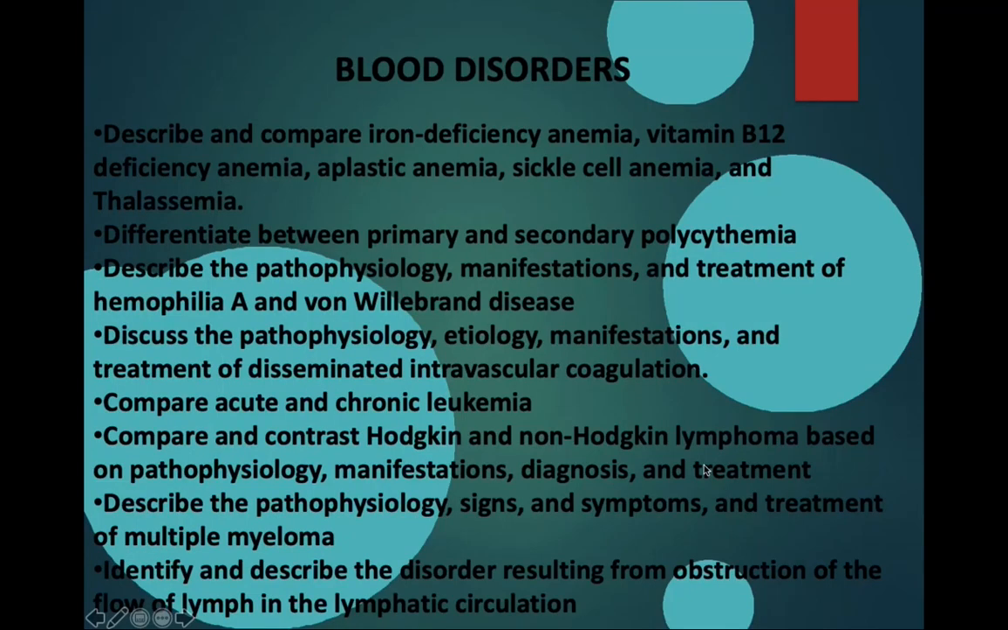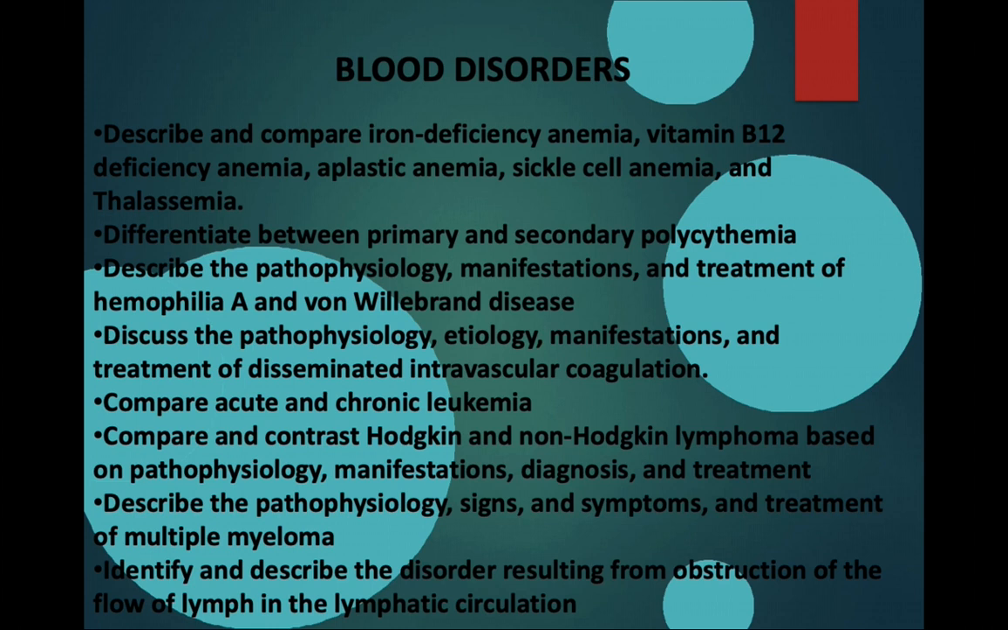All right, we are going to start blood disorders. In this lesson, we will be talking about and comparing iron deficiency anemia, B12 deficiency anemia, also pernicious anemia, aplastic anemia, sickle cell anemia, and thalassemia. We will differentiate between primary and secondary polycythemia.